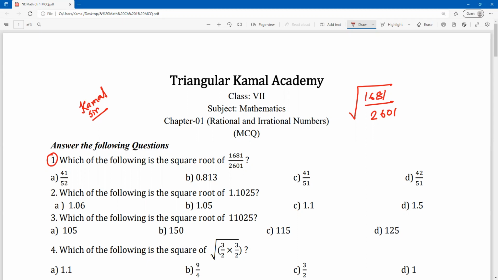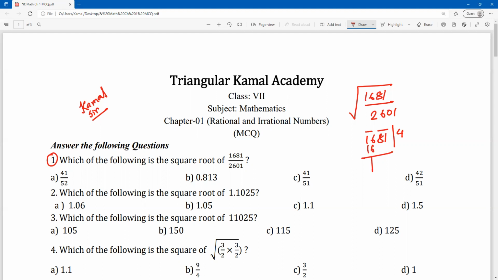But now step by step, we will show this one, like 1681. Start from the right to left. This is the first pair, this is the second pair. Now 16 is a perfect square number. 4 times 4 is 16. After doing the subtraction, there is 0.